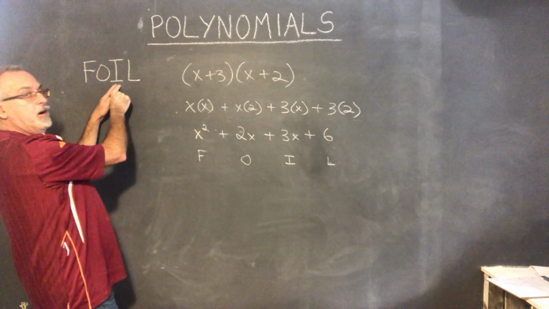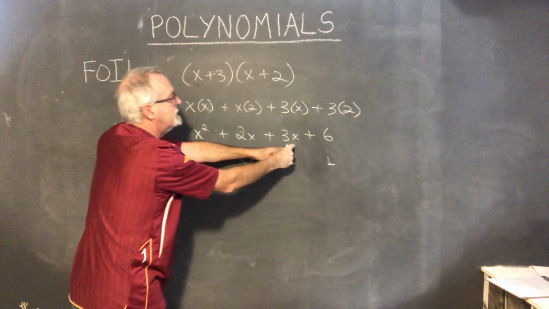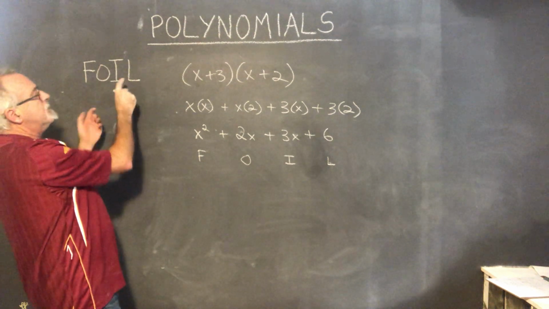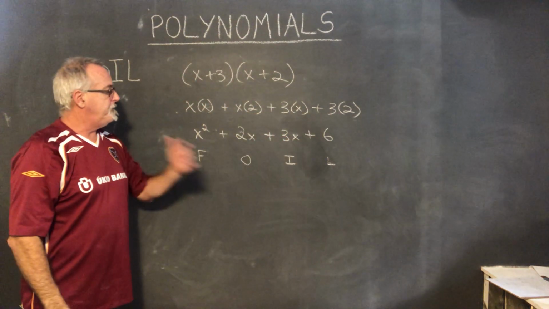And that's what I multiply next. And then I is for inside, so that's the two inside terms, the 3 and the x, that's when I did them. And finally L is for last. Last times last is the 3 times 2. So I did it in that order.